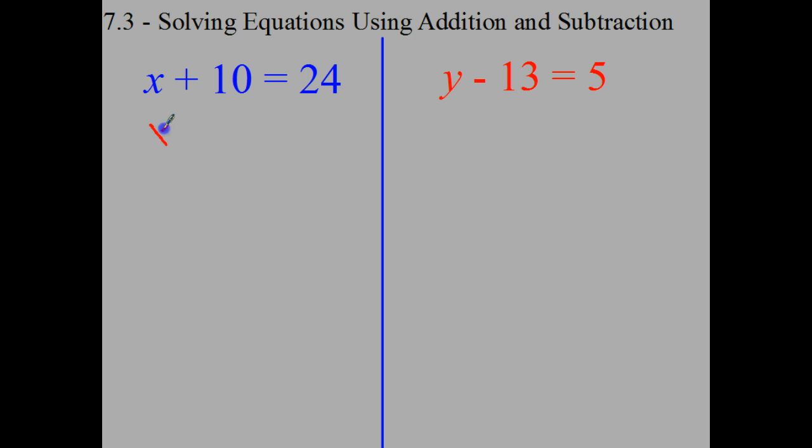So what I'm going to do is rewrite my equation, because I always want to leave one equation clean, not with something that I've messed with. So here I have x plus 10 is equal to 24. Well, I know that I went up 10 to get to 24. So that means that x is going to be equal to 24, and then I'm going to have to subtract 10, or go back down, right?